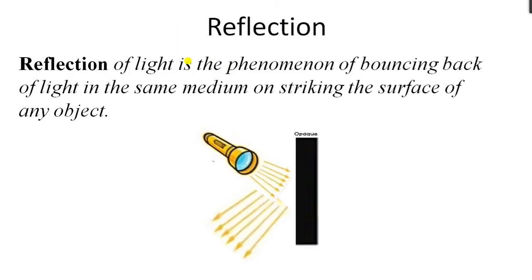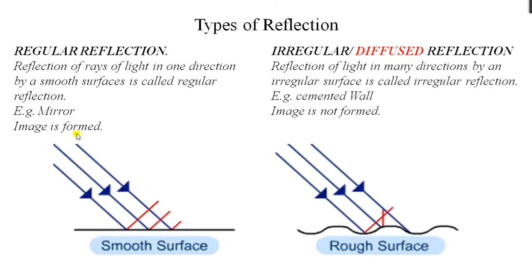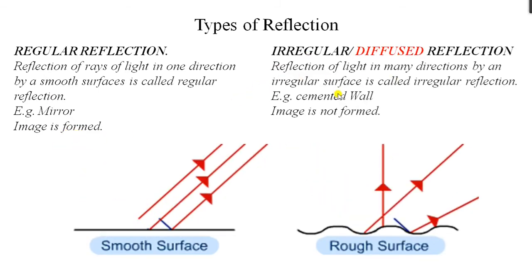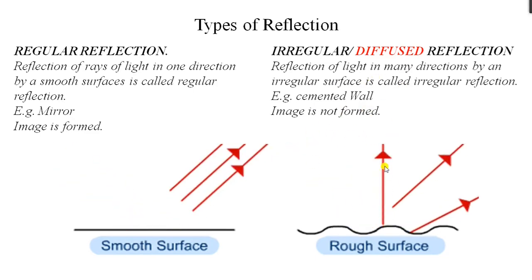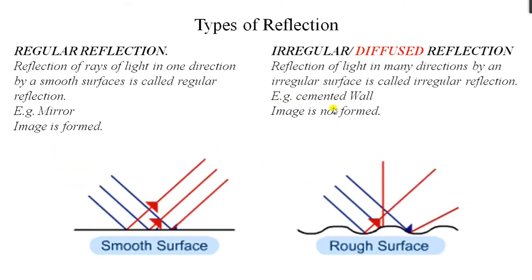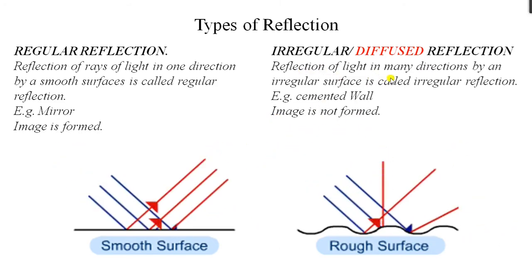So we already know reflection is the process of bouncing back of light in the same medium by an opaque object. And there are two types of reflection. One is regular reflection, which is done by smooth surfaces like a mirror, and an image is formed in regular reflection. And irregular reflection is done by rough surfaces, in which light is reflected in random directions. An example of irregular reflection is a cemented wall, and an image is not formed by irregular reflection.